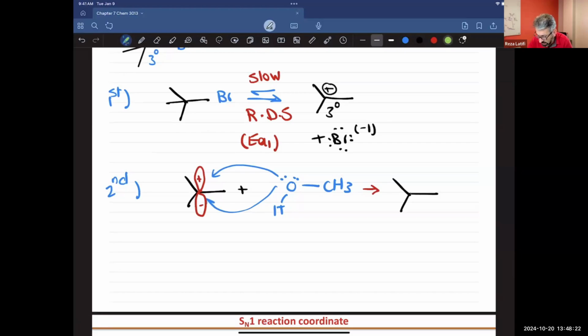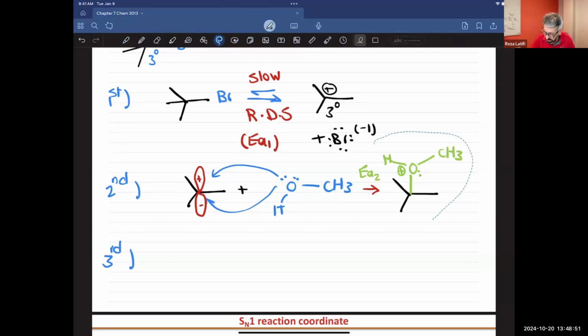So let's say we attached oxygen here. Now oxygen has a positive charge. Still, it has 1 lone pair, and there is a methyl group there. And again, this step is going to be really fast. So we will have an activation energy for it, but EA2 is going to be smaller than EA1.